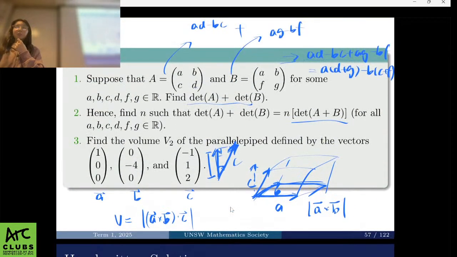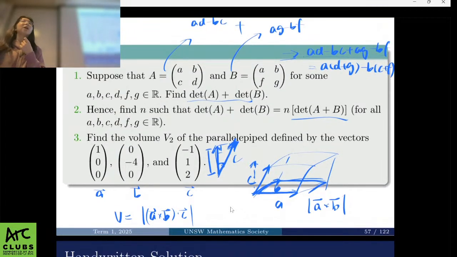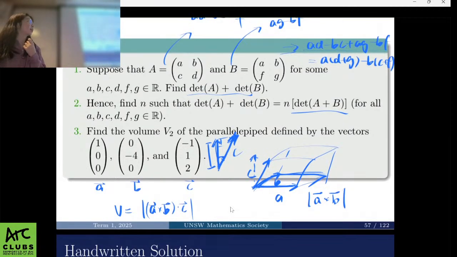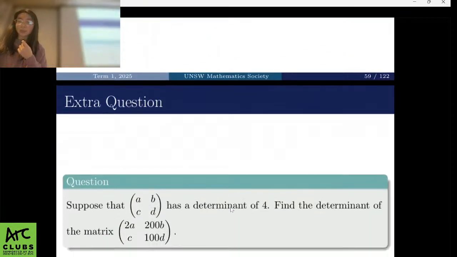So just remember to check that those three vectors are all non-parallel to each other, because if they are parallel, then you're not going to get a 3D shape. In which case, most of the questions won't give you vectors like that. But yeah, you can just check that yourself.